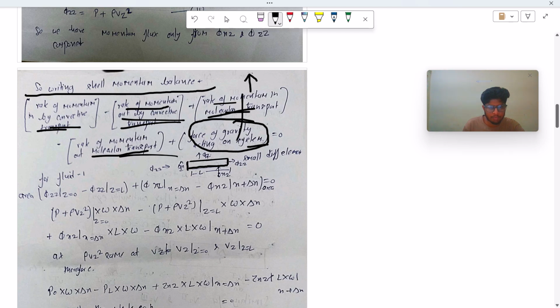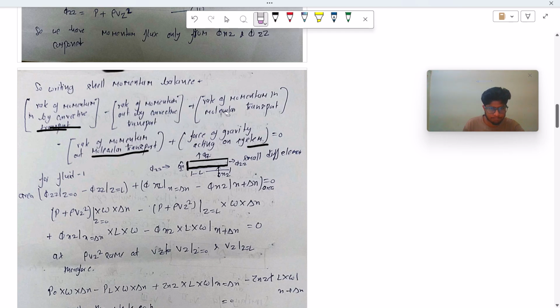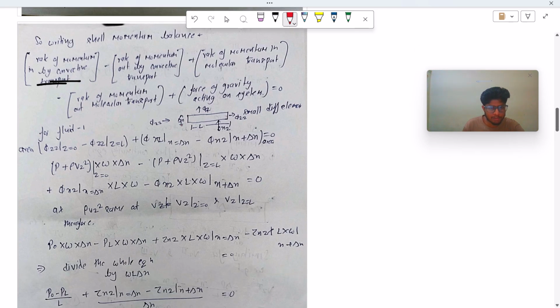So writing our shell balance equation, first of all, see in which direction the momentum is going. So z momentum in z direction comes from this side and goes out from here. At z equal to 0, it will be in, and at z equal to L, it will be out. Similarly, z momentum transferred in x direction will come in from this side and leave from this side at a thickness of delta x.